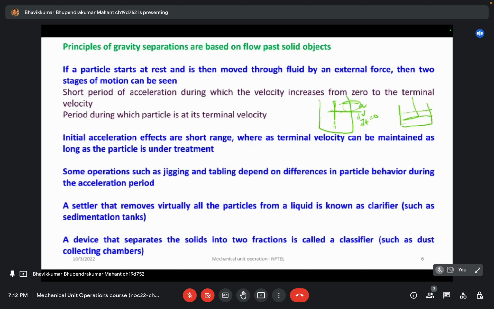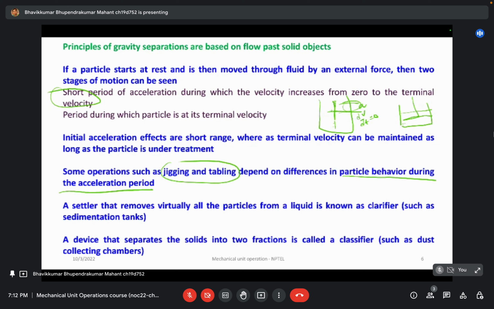So in that, the difference in particle behavior during the acceleration period is much more important. The first part, where we take care of the increase of acceleration in the short span, is more important when we want to separate our solid based on the different sizes of the solid fraction. According to mass, a heavy particle has more acceleration and settles faster than a small particle or a particle which has less mass.